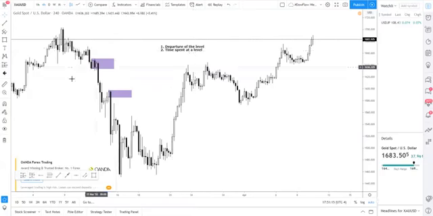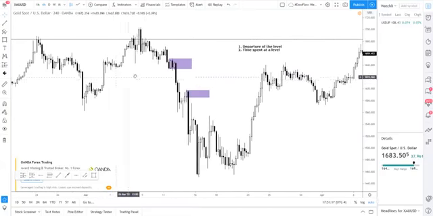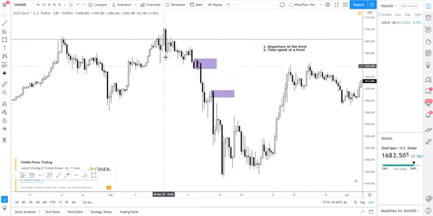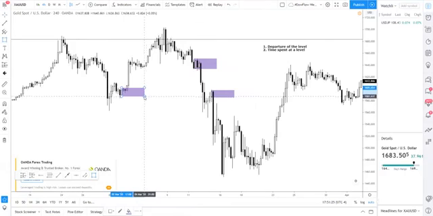Let me see if I can find you more. This one as well. After this over here, you have this big movement. So the first factor is departure of the level. Basically you want to look for explosive price movement in a single direction. One direction.